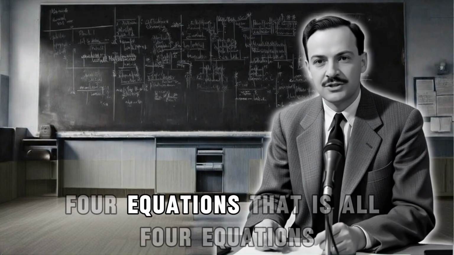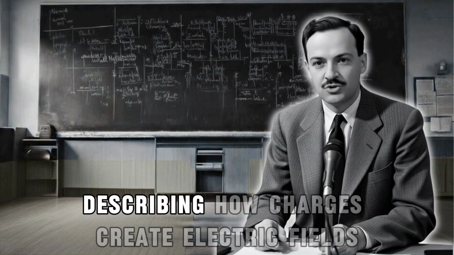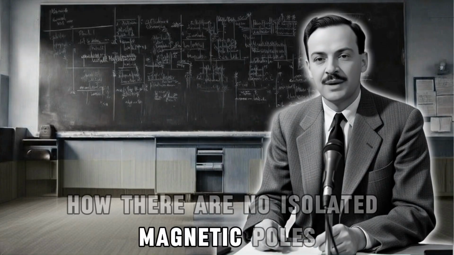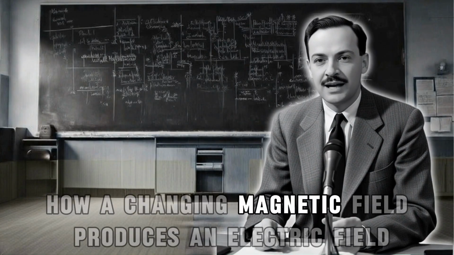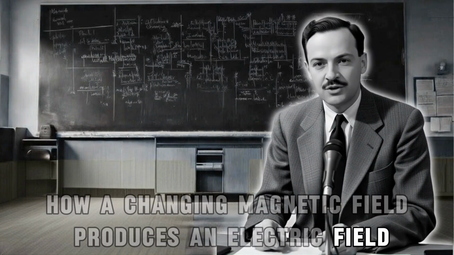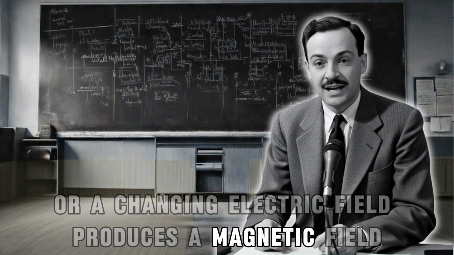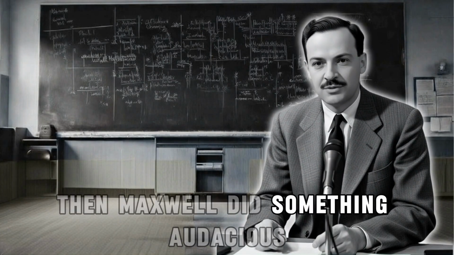4 equations. That is all. 4 equations describing how charges create electric fields, how there are no isolated magnetic poles, how a changing magnetic field produces an electric field, and how a moving charge or a changing electric field produces a magnetic field. Then Maxwell did something audacious.